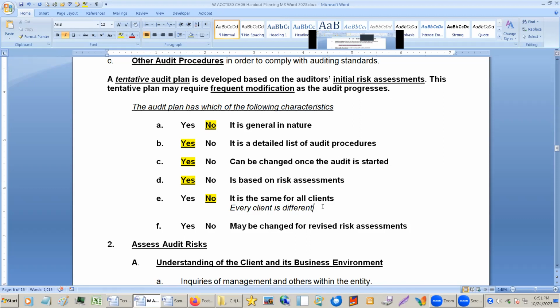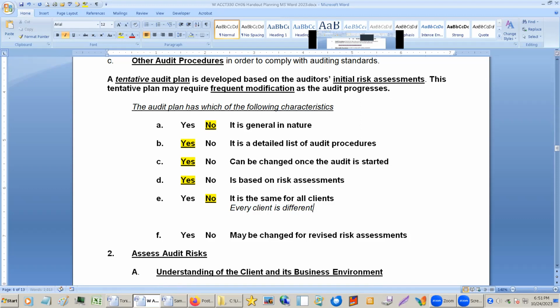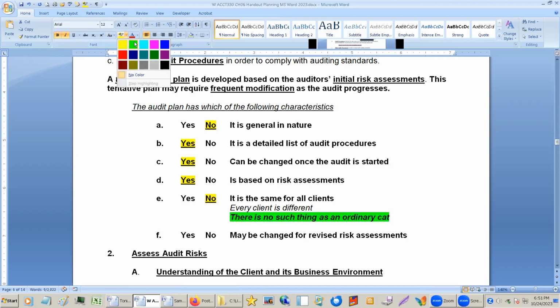Oh, I'll tell you my favorite. This is a fortune cookie. There is no such thing as an ordinary cat. This is absolutely my favorite fortune cookie thing we ever had, and it's true for so much stuff.